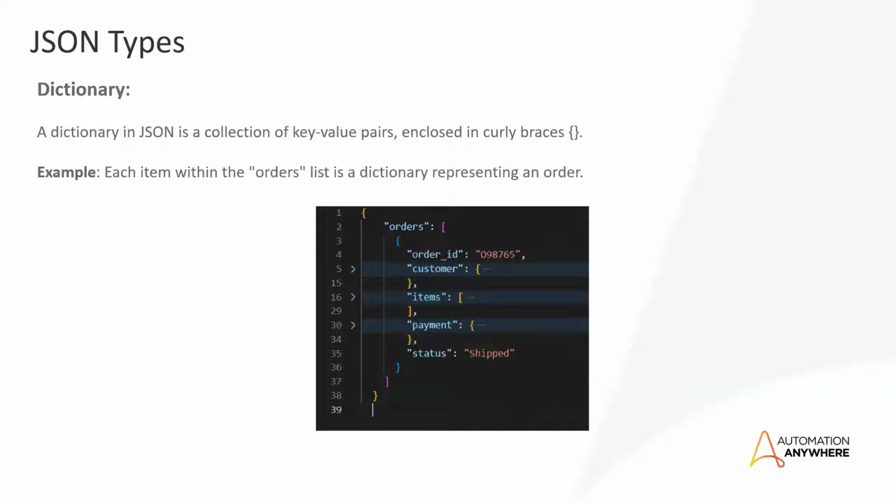Now, what is a dictionary? A dictionary in JSON is a collection of key value pairs enclosed in curly braces. In this example, in the orders array, there are curly braces and you have some key value pairs: order underscore ID with a number, followed by customer, items, payment and status. Each item within this orders object is a dictionary representing the order details: customer details, items, payment, and status.